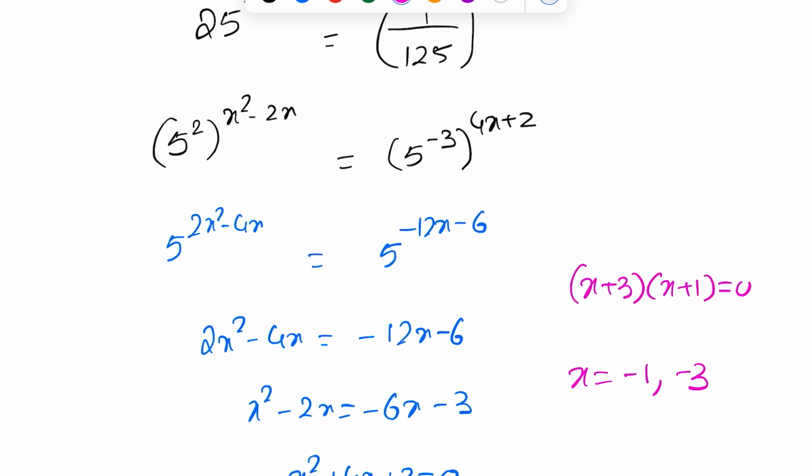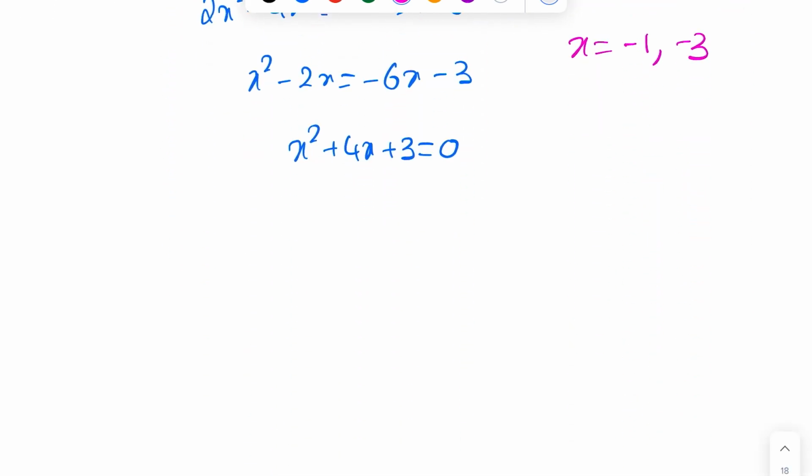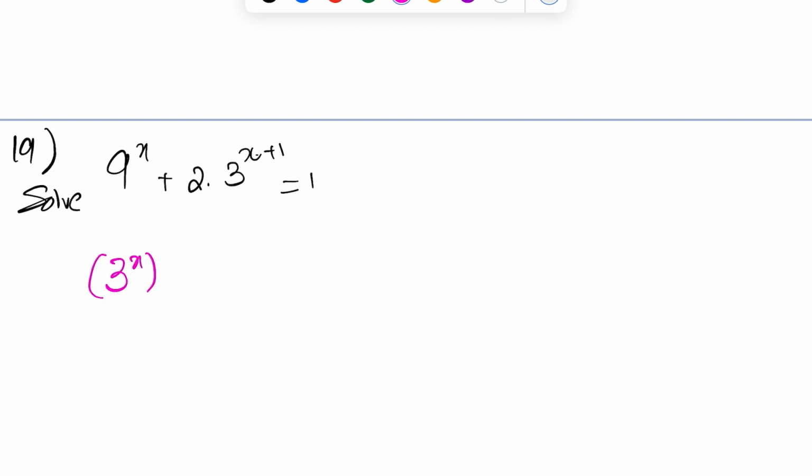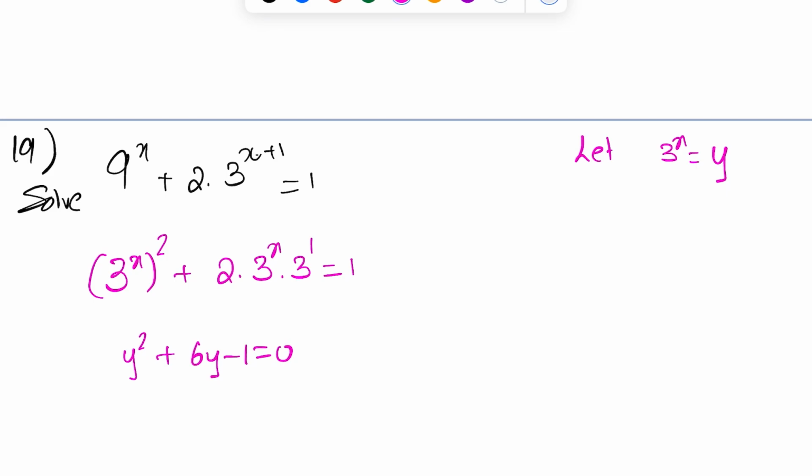Now coming to question number 19. 9 power x plus 2 times 3 power (x plus 1) equals 1. Solve for this. 9 power x can be written as (3 power x) whole square, plus 2 times 3 power x times 3 power 1 equals 1. So let 3 power x equal y. So it becomes y square plus 6y minus 1 equals 0.